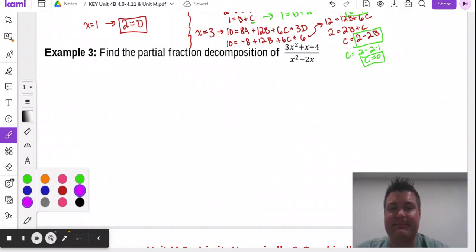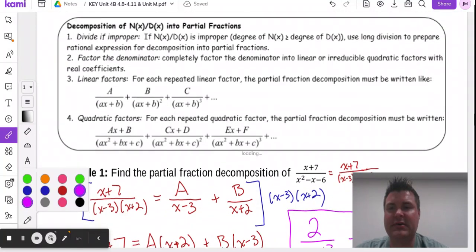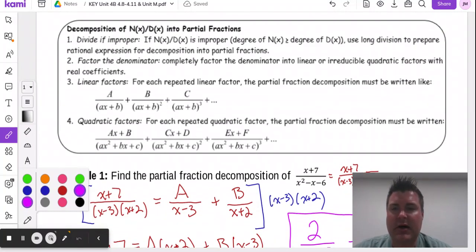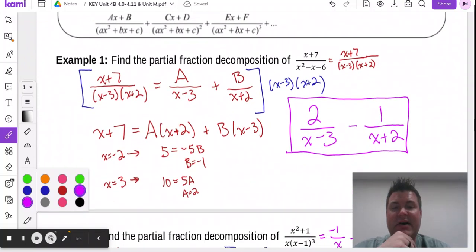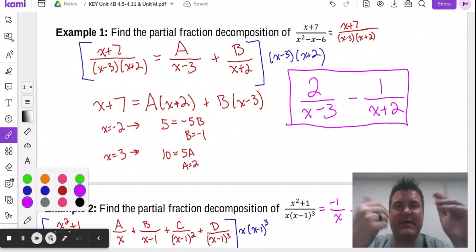Now this one's a little bit different. If you look back up here at our rules, I'm sorry, I'm reading through it kind of incorrectly. If the degree on the numerator is larger, then we need to use long division, because the bottom needs to have a higher power. As you can see there, for example 1, the bottom had a higher power.